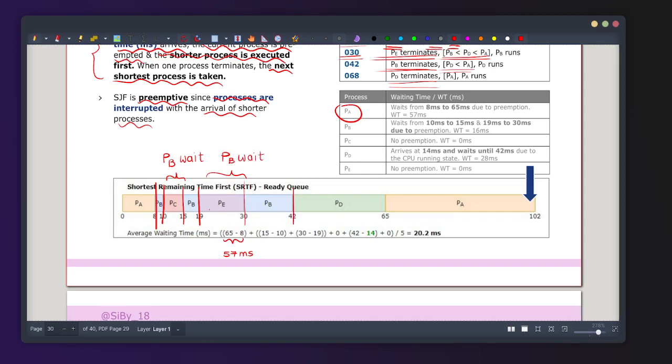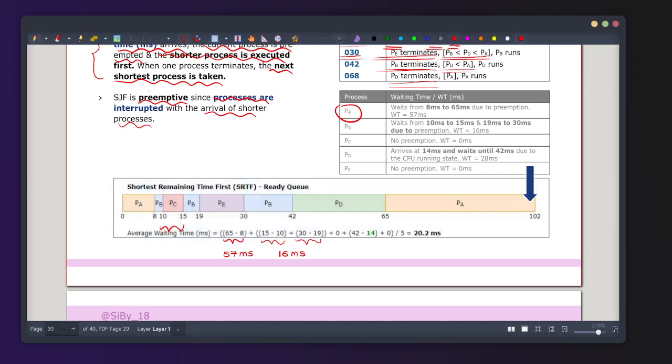So here there are two waiting times. One from 10 to 15 and another from 19 to 30. So it will do 10 minus 15 plus 30 minus 19, which is a total of 60 milliseconds of waiting time for process B because it was preempted at two different locations.